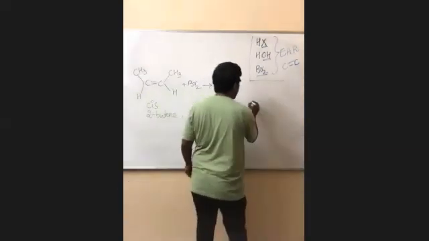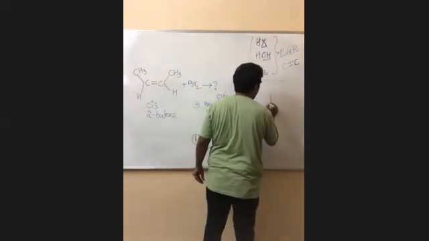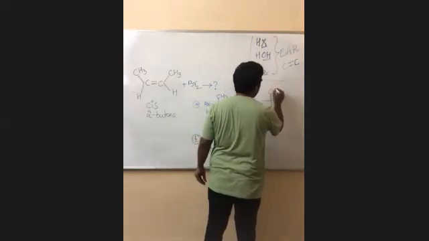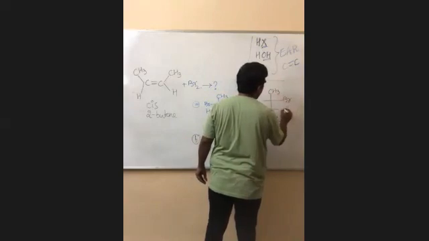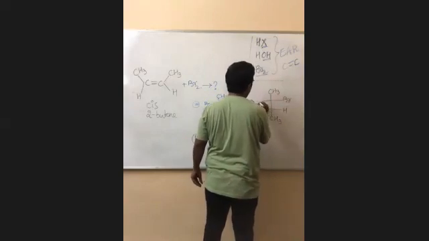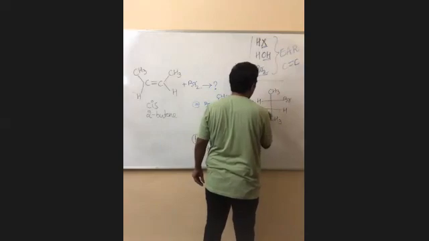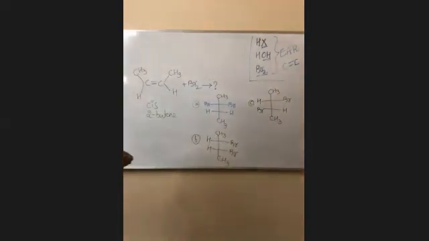Option C they will give. CH3 here, CH3 here, bromine here, hydrogen here, bromine there. Is it clear to you?